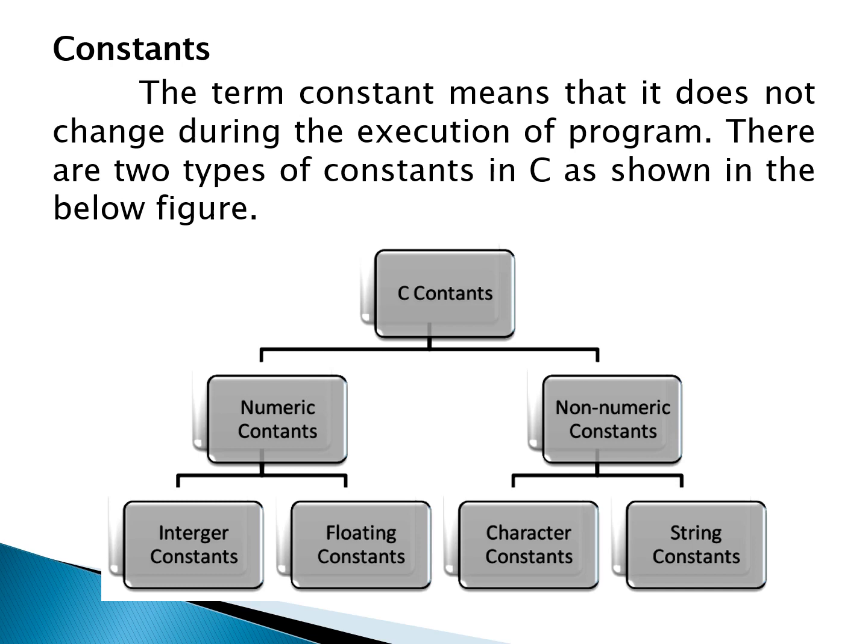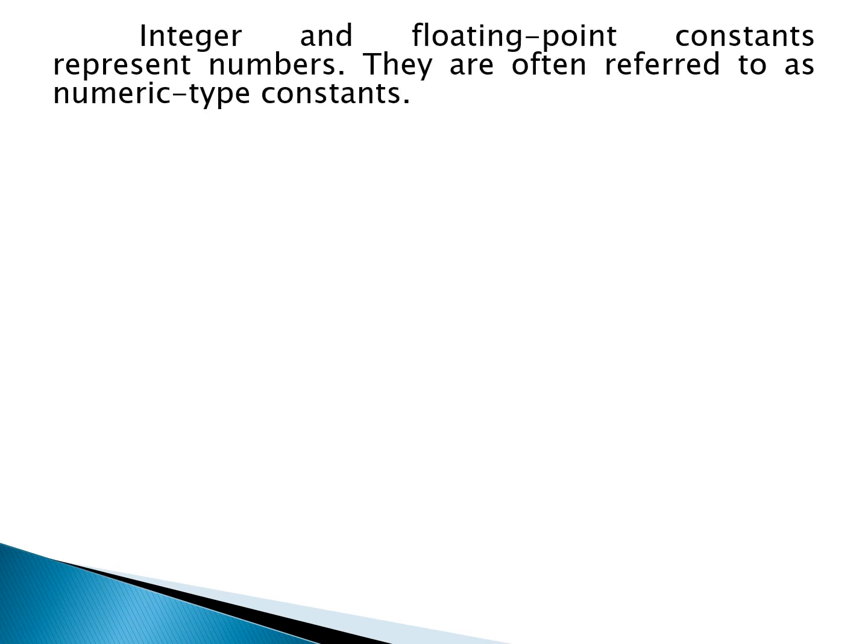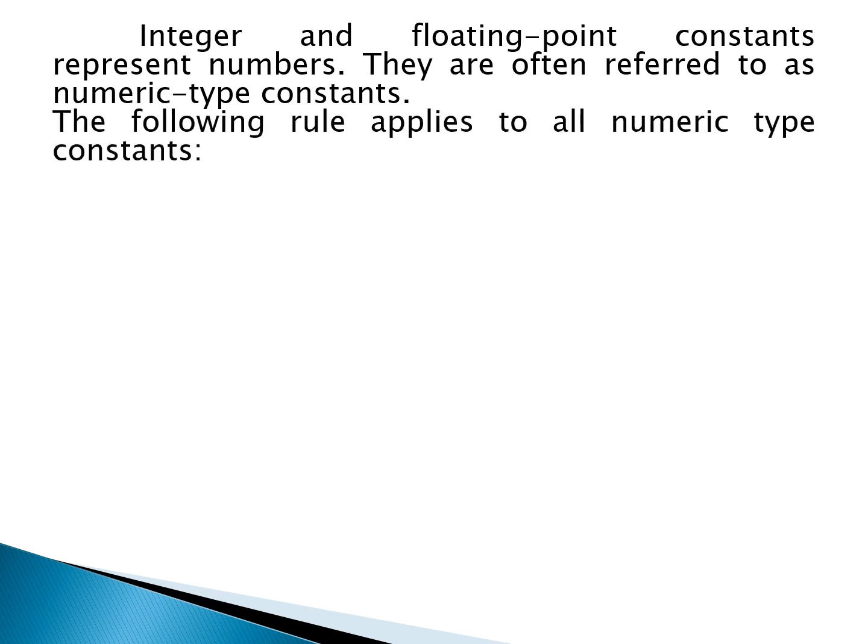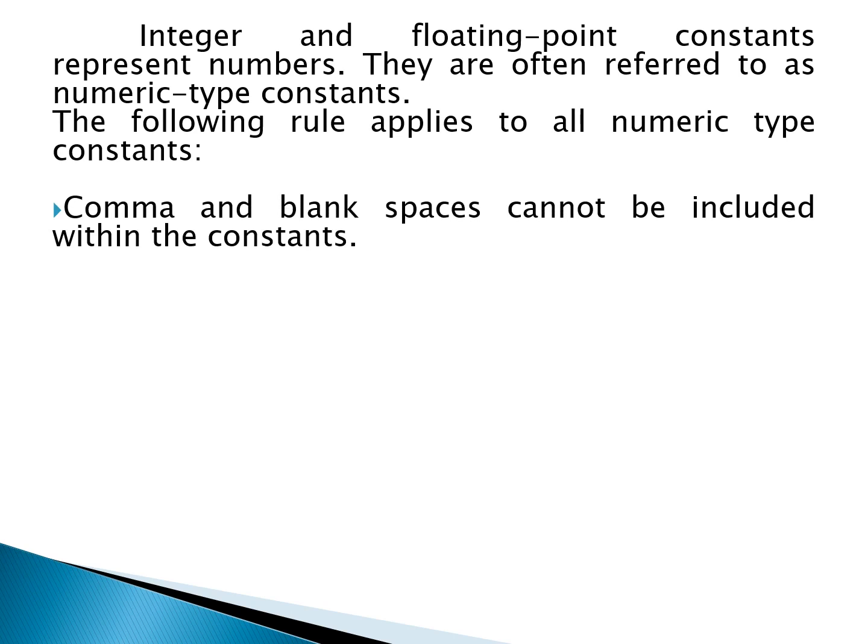Numeric constants can be divided into integer constants and floating constants, whereas non-numeric constants can be divided into character constants and string constants. Now we shall look in detail at all the numeric as well as the non-numeric constants. Initially, integer and floating point constants represent numbers and they are often referred to as numeric type constants. The following rules apply to all the numeric type constants.